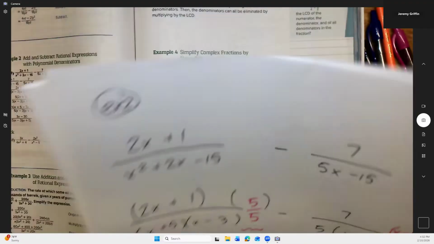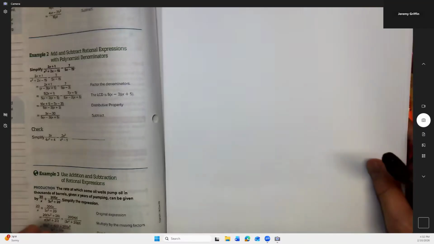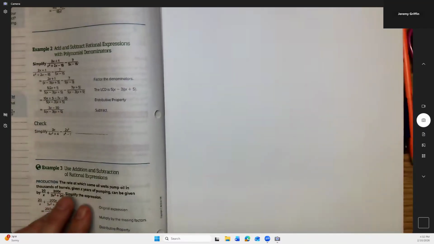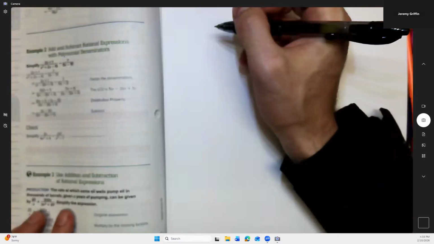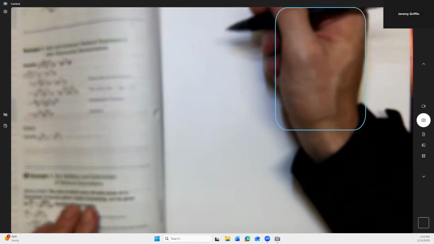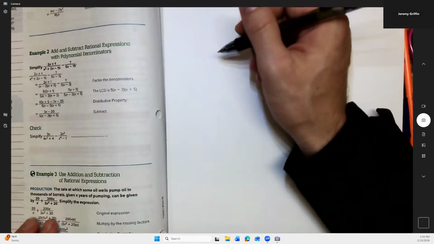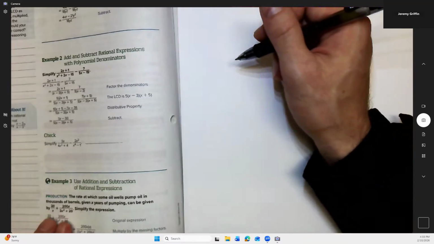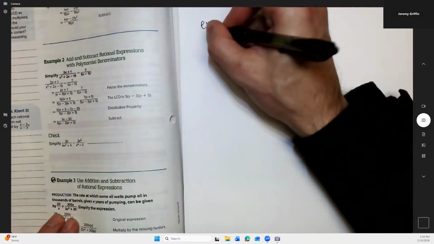All right. Example 3. Got a word puzzle. The rate at which some oil wells pump oil in thousands of barrels given x years of pumping. Okay, so time is passing on with x number of years. And then the rate you can pump oil is going to change as a result. It's given by this expression. Simplify this expression.